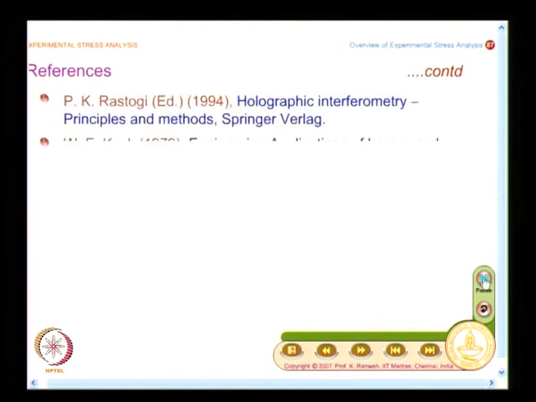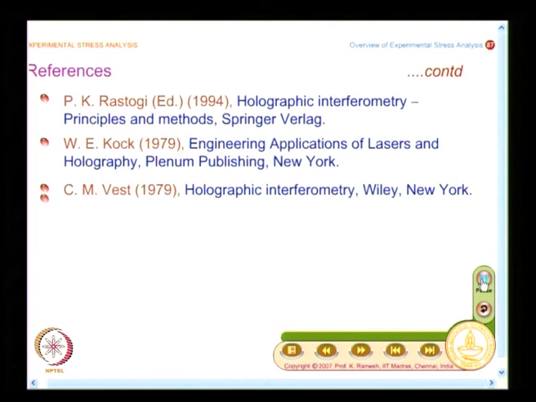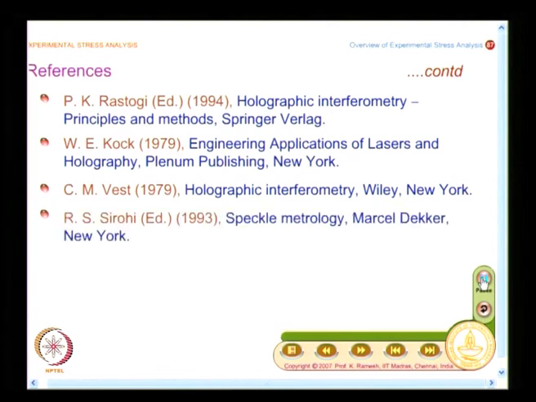And next you have two references on holography. I have a book on holographic interferometry by Rastogi. This is an edited book published in 1994. Then you have Engineering Applications of Lasers and Holography by Koch, published in 1979. And for each of the techniques, sub techniques also have separate books available. And you have another book on holographic interferometry, by C. M. West.